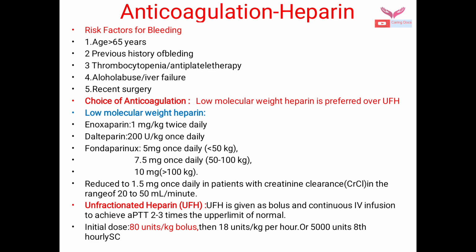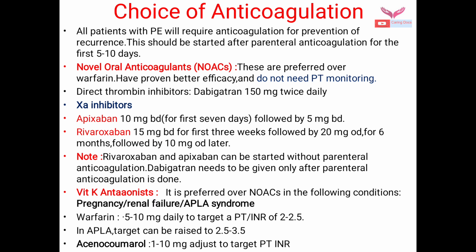Initial dose of unfractionated heparin is an 80 units per kg bolus, then 18 units per kg per hour, or 500 units eighth early subcutaneously.